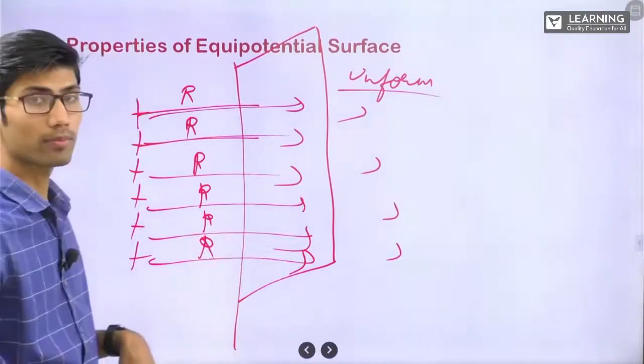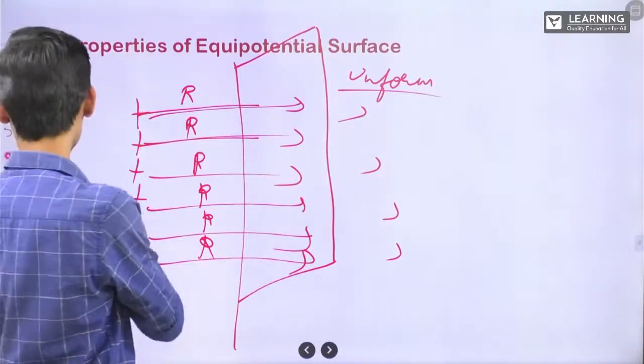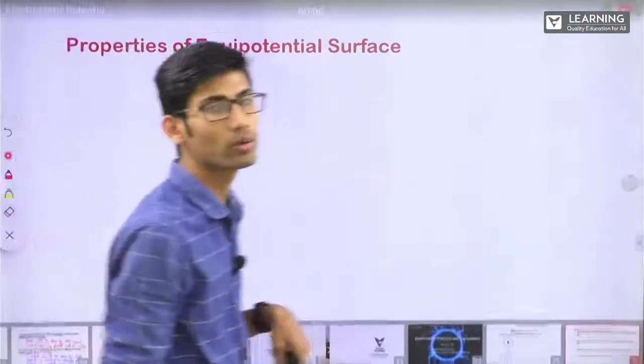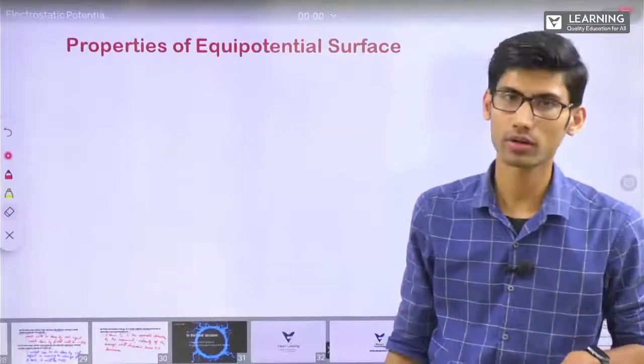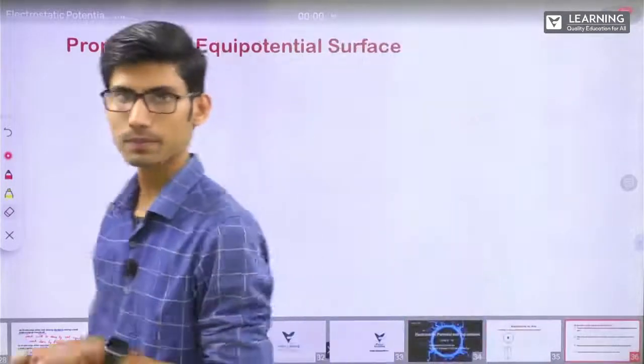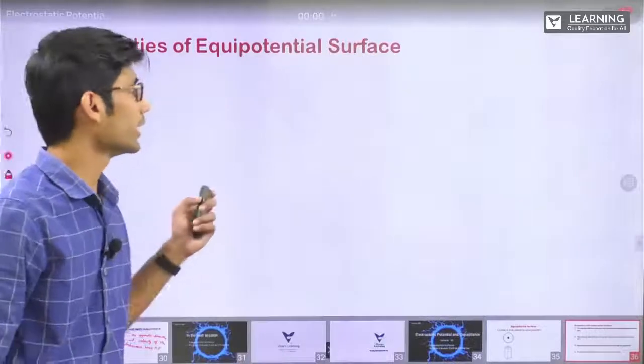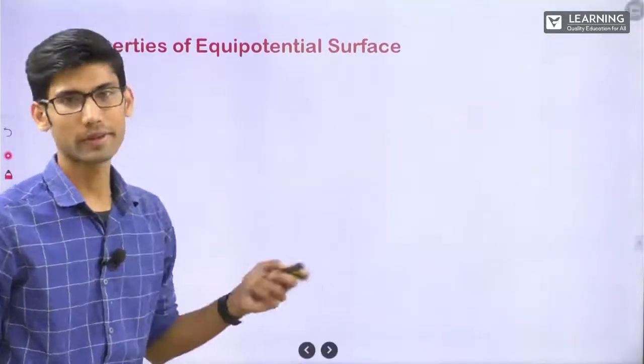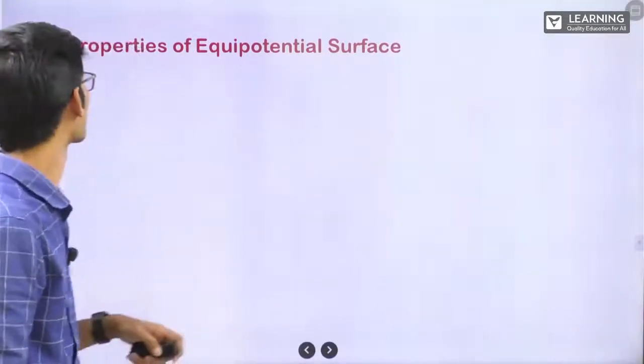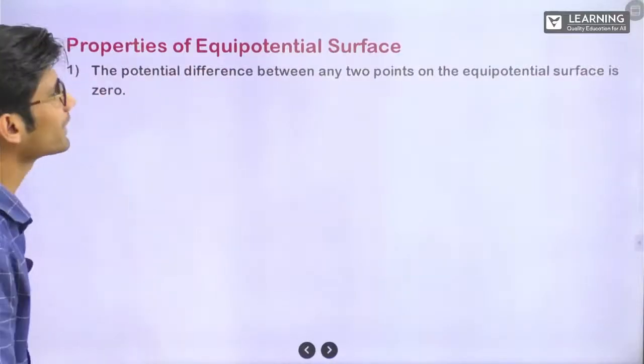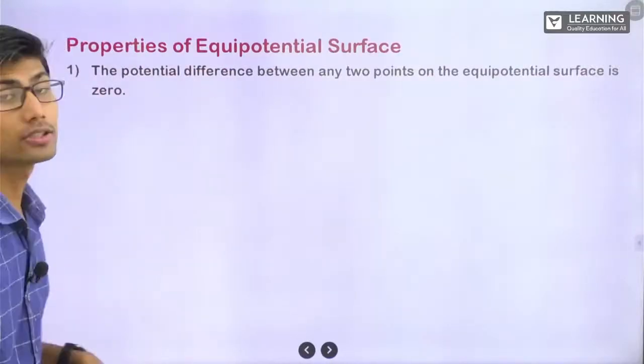So for a uniform electric field, the equipotential surface will be perpendicular to that field. Clear? Anyways, the equipotential surface will always be perpendicular to the field. We'll see it now. Now these are the properties of equipotential surface.